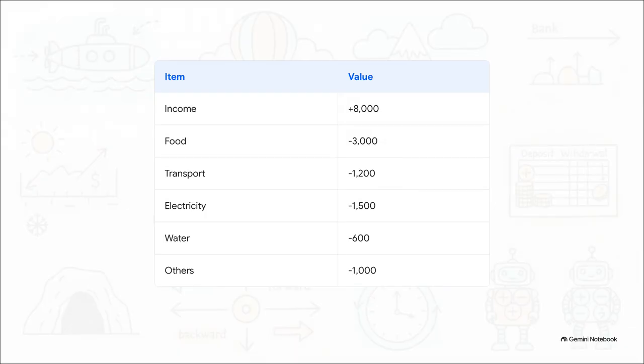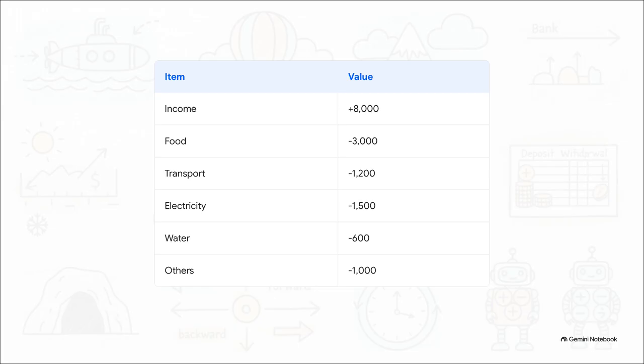Let's take a peek at Jane's monthly budget. Her hard-earned income is our positive anchor, but it's continuously chipped away by a total gauntlet of negative integer expenses. She earns a very solid 8,000 pesos. That's a positive. But then, the realities of life hit. Food is an expense of 3,000 pesos, which is a negative integer. Transportation is -1,200, electricity takes another -1,500. Water is -600, and other needs subtract another -1,000 pesos.